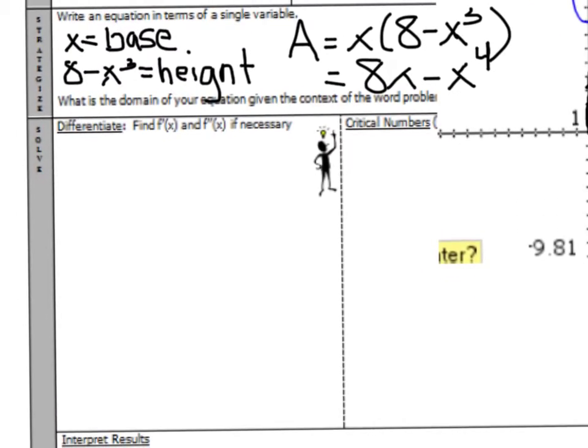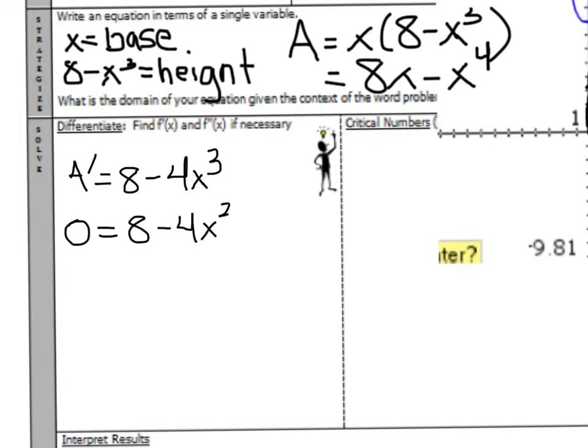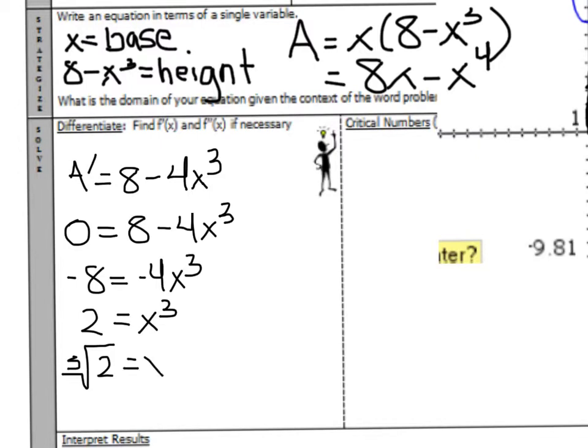So I'm going to expand my work area here. So the derivative then of area will be 8 minus 4x cubed. Let's set that equal to 0. So I subtract 8 from both sides, divide by negative 4, take the cube root. So the cube root of 2 will be the base of my rectangle.